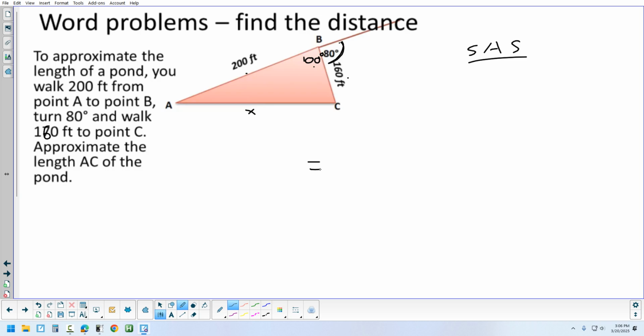Yes, it's going to start out x squared equals, and then what would we put on the other side? 200 squared, and then what would come right after that? Plus, it's always a plus. 160 squared. Okay, then what would come after that? That's the minus.